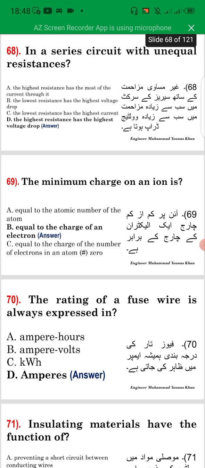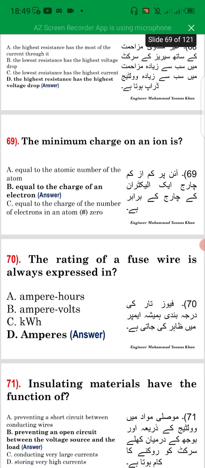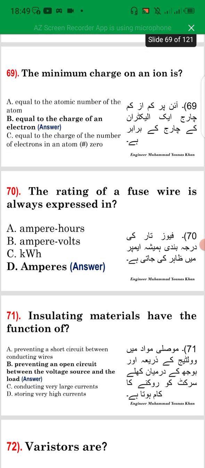The minimum charge on an ion is equal to the atomic number of the atom, equal to the charge of an electron, or equal to the number of electrons in an atom. Equal to the charge of an electron. The rating of a fuse wire is always expressed in ampere hour, amperes, volt, or kilowatt hour. Amperes.